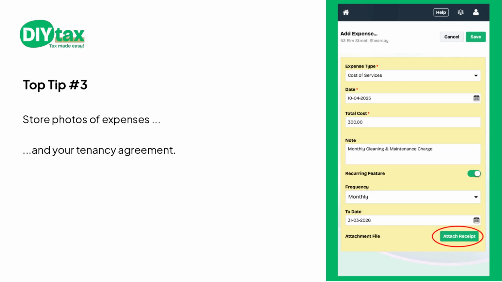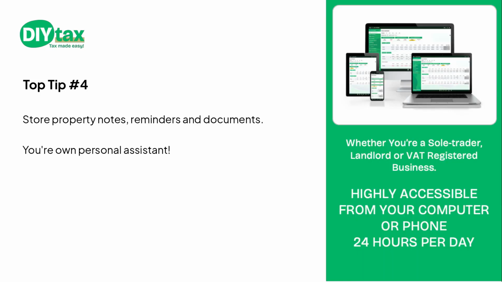The third tip is that you can use the Take a Photo service to store a copy of invoices for all property expenses. You can also use it to keep a copy of your tenancy agreement for each property to show the income. It means you have a full digital record, which you can access at any time. Finally, the property feature lets you store notes, reminders, and documents against a property and add follow-up actions. It's like having your own personal assistant.